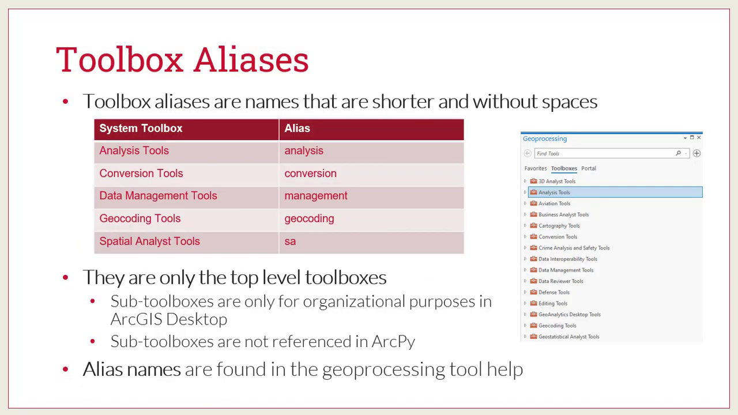All right, so these toolbox aliases. Here is an example of some toolbox aliases. The analysis tools, which is where the majority of your tools for doing your GIS data live. Its alias is analysis. The conversion tools, everything that would allow you to migrate data from one data model to another, is in the conversion tools toolbox, which its alias is conversion. Data management tools, that's where all of your projection tools are going to be found.